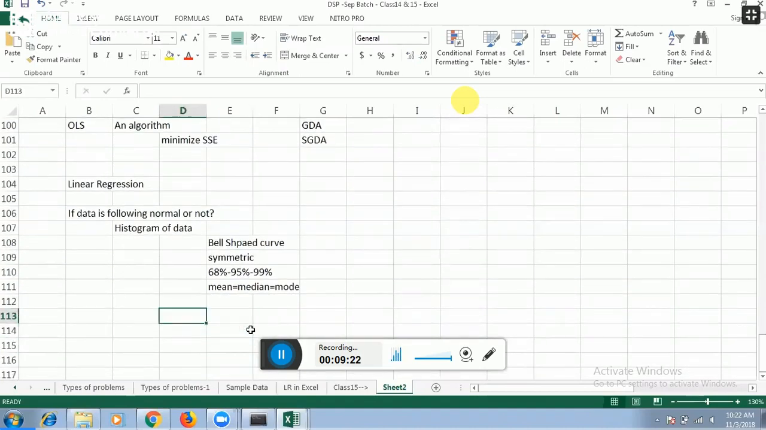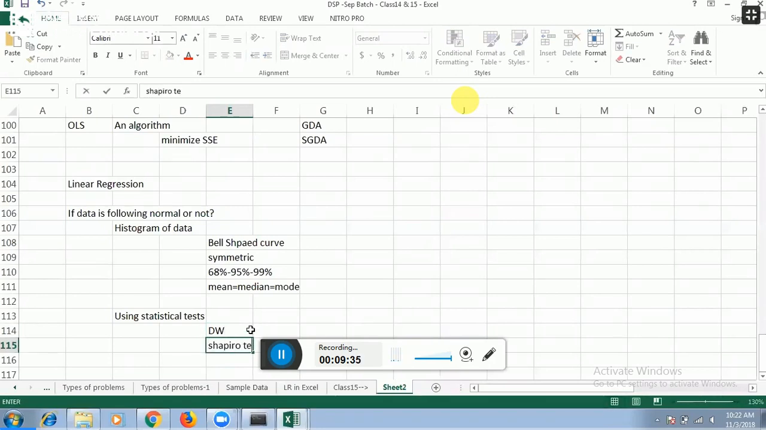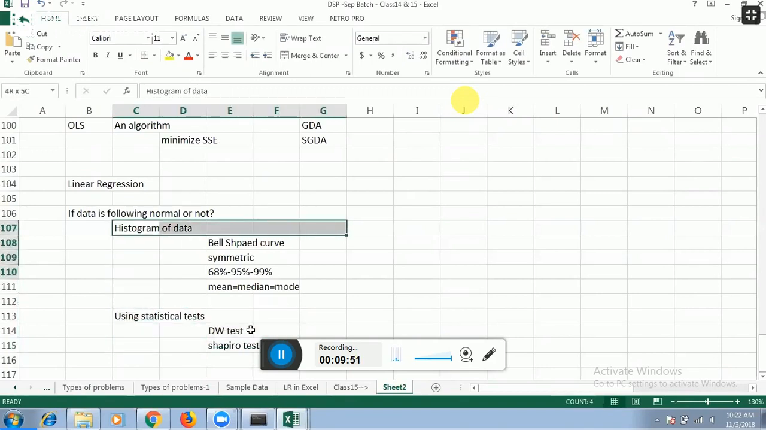There is another way to check for normal, using a statistical test. Some tests like the Shapiro test, Durbin-Watson test. There are a few statistical tests that can help you decide whether data follows normal or not. But if you look at the histogram and these characteristics, more or less you can conclude whether the data is close to normal or not.